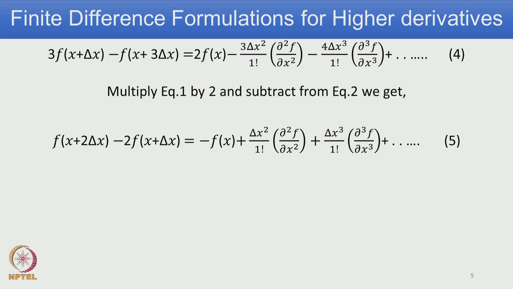We do one more operation, multiplying equation 1 by 2 and subtracting it from equation 2. So, we get f of x plus 2 delta x minus 2 times f of x plus delta x. This comes from the first equation, which is why you have the coefficient 2 here, since we multiply equation 1 by 2. We have a term on the left hand side and the remaining terms on the right hand side, and we number this equation as 5. Once again, we want only the third derivative, dou cube f by dou x cube. We still have the second derivative term in both equation 4 and 5.